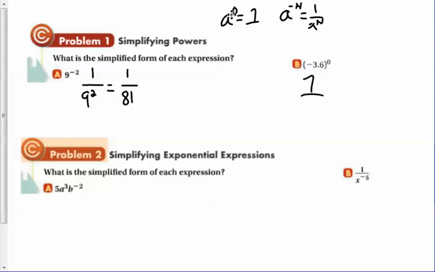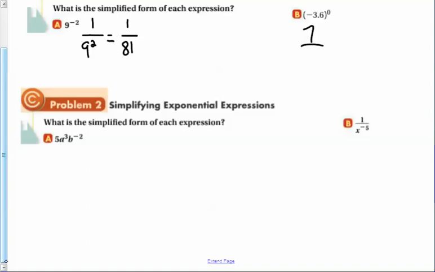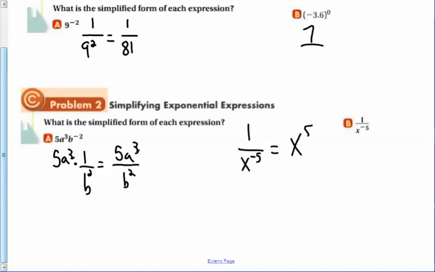Simplifying exponential expressions. What is the simplified form of each expression? So with this one, it's a little bit different. Here, I'm going to write 5a to the third, but then the b to the negative 2, I'm going to go times 1 over b squared. So then this becomes 5a cubed all over b squared. A nice little trick, if you see how this is 1 over x to the negative 5, a little trick I tell people is if the negative exponent is in the denominator, send it upstairs. So this just becomes x to the fifth.